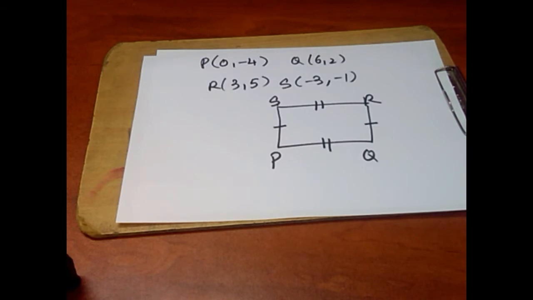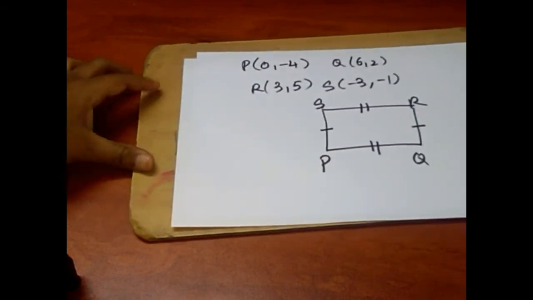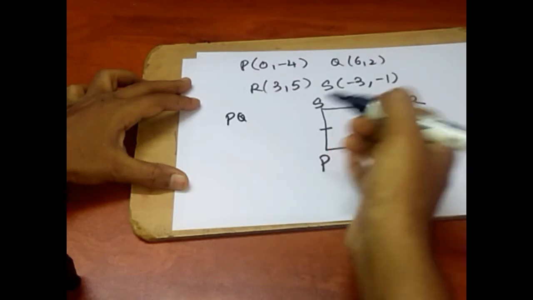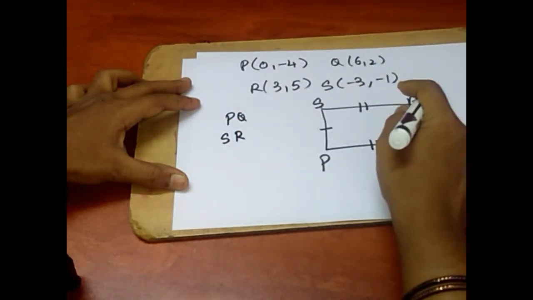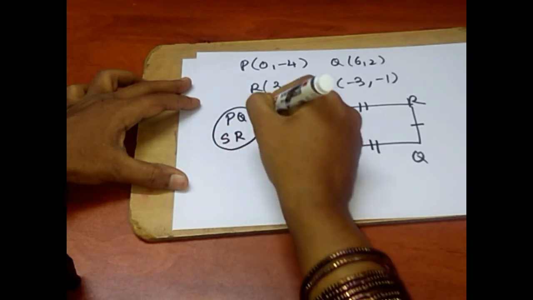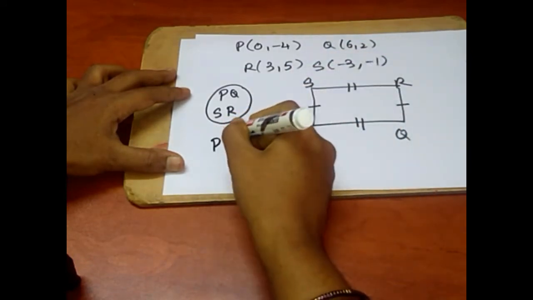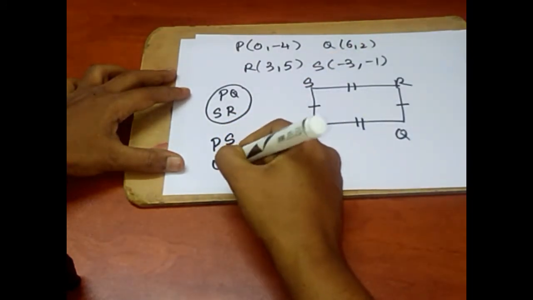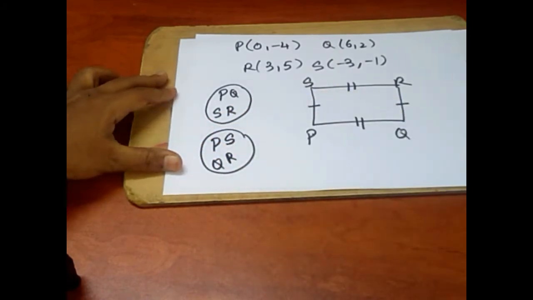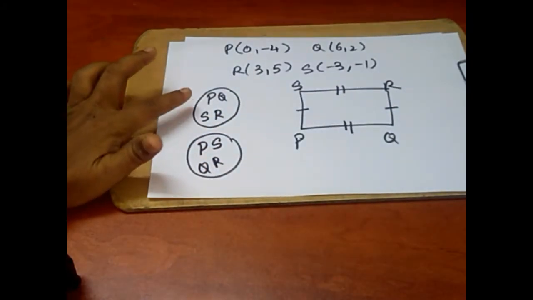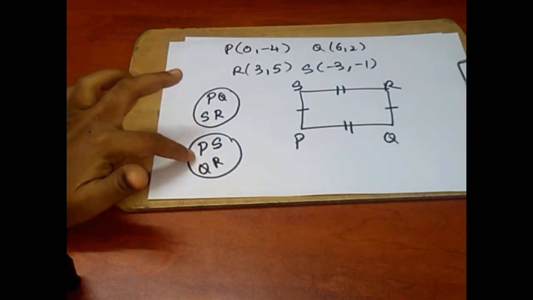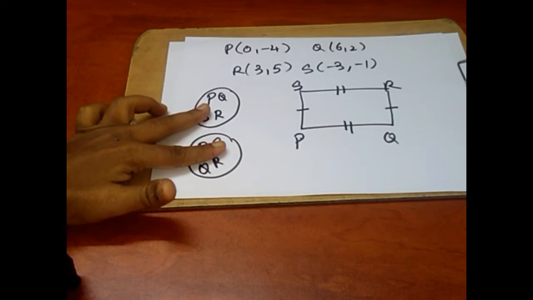So we need to find the measure of diagonals also. So now what we need to do? We need to calculate PQ one side, then SR other side. So in step 1, I should prove that PQ is equal to SR. In step 2, I should calculate PS and QR. So we should prove that PS is equal to QR. When PQ is equal to SR and PS is equal to QR, we can call it a rectangle or a parallelogram, because in both the cases opposite sides are equal.